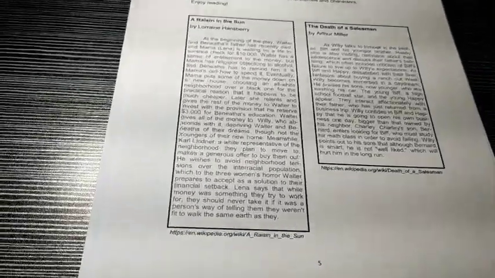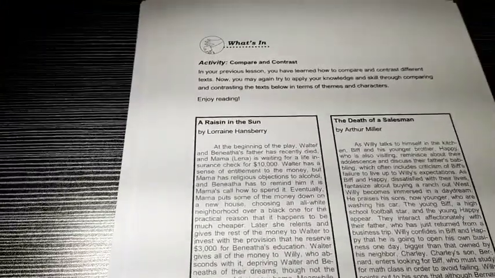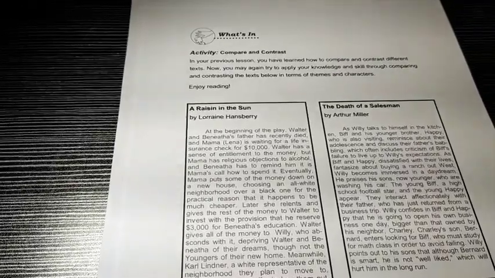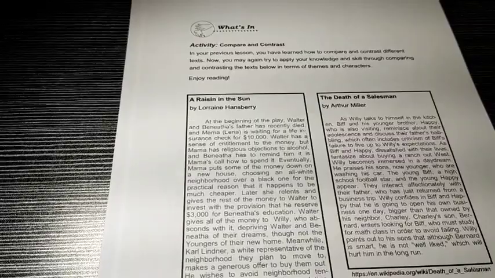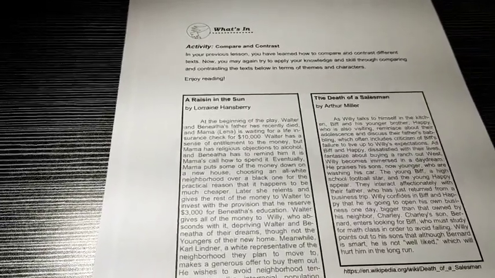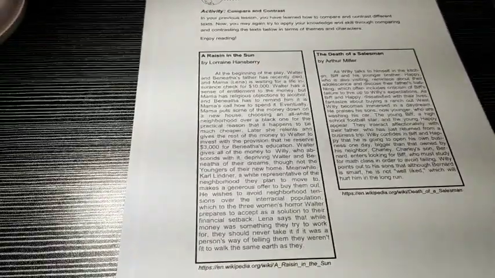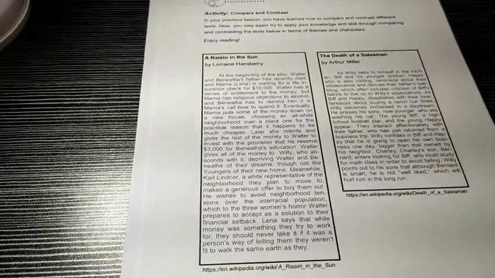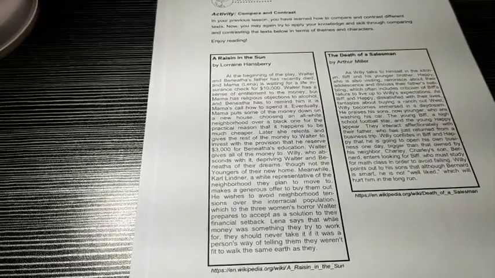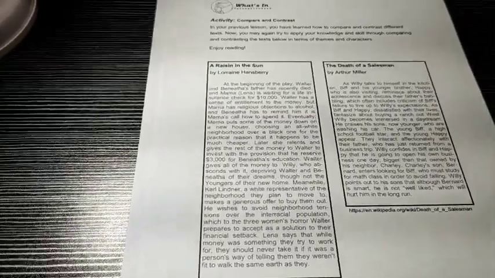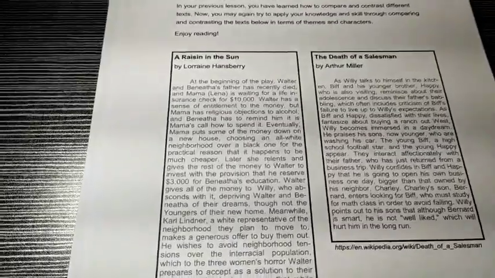Then what's in is the review part. So compare and contrast, like what we have discussed in our previous module, which is all about compare and contrast. You will read A Raisin in the Sun by Lorraine Hansberry and The Death of a Salesman by Arthur Miller. So you will see how they are different and how they are the same.